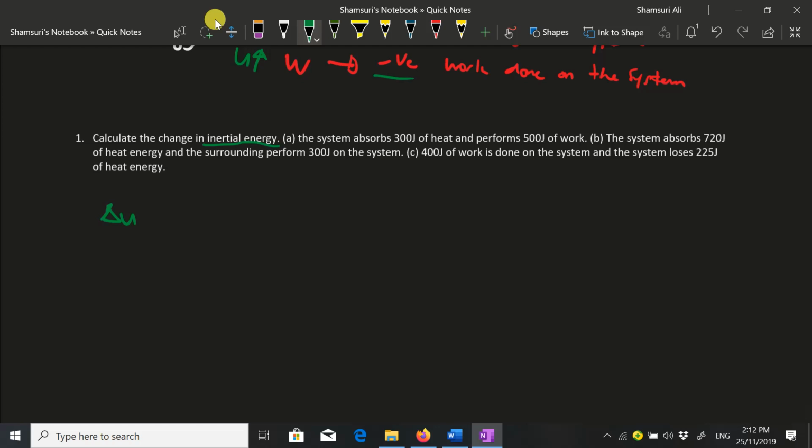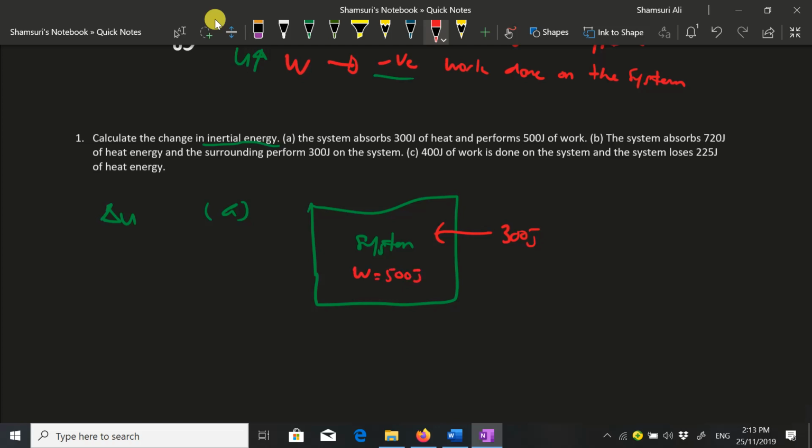So first, if we have an example, we have the A system. So we have the system, maybe like a box here. So we can put the system here, and then say the absorb. Maybe I can put this color. Absorb means go inside, so 300 joule. And then perform 500 joule. Perform is something like doing the work, 500 joule. So I can put it maybe here.